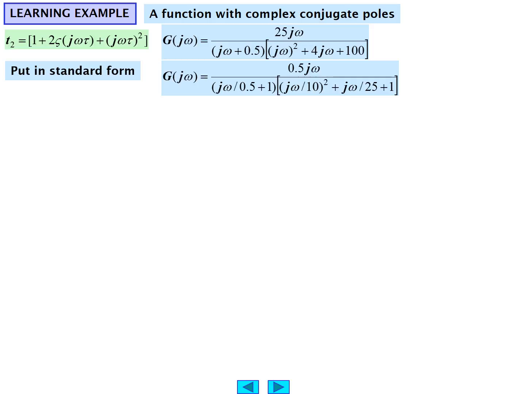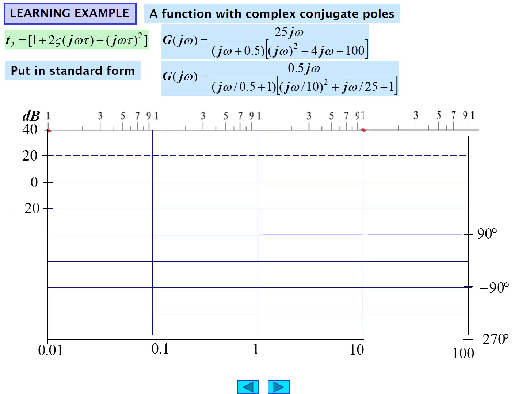So here's our representation now of our gain term, 0.5 j omega. The first term becomes j omega divided by 0.5 plus 1, because that was not in standard form. Then we have the quadratic term, which becomes (j omega divided by 10) squared plus j omega divided by 25, plus 1, putting it in standard form. Now we go about plotting it, and we can deal with the 0.5 j omega first as a group, and we know what that represents.